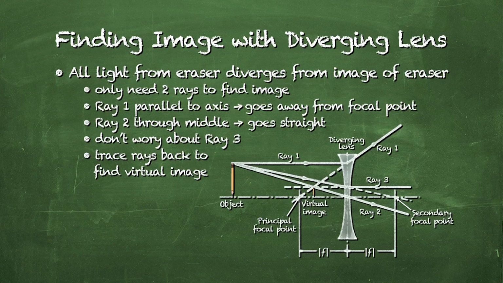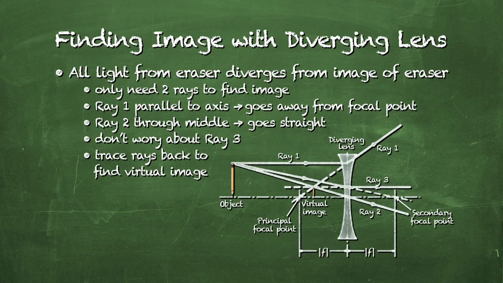The diverging lens has a virtual focal point, or a negative focal point, or a focal point that is on the same side of the lens as the object, and that's marked the principal focal point in the diagram. Ray 1 is the ray that goes from the eraser parallel to the axis. When it reaches the diverging lens, it bends towards the thicker end, which is the edge, and so it bends up in this case. And what direction does it bend in? It bends directly away from the virtual focal point. Remember, for a converging lens, ray 1 bent towards the real focal point. For a diverging lens, ray 1 bends directly away from the virtual focal point.